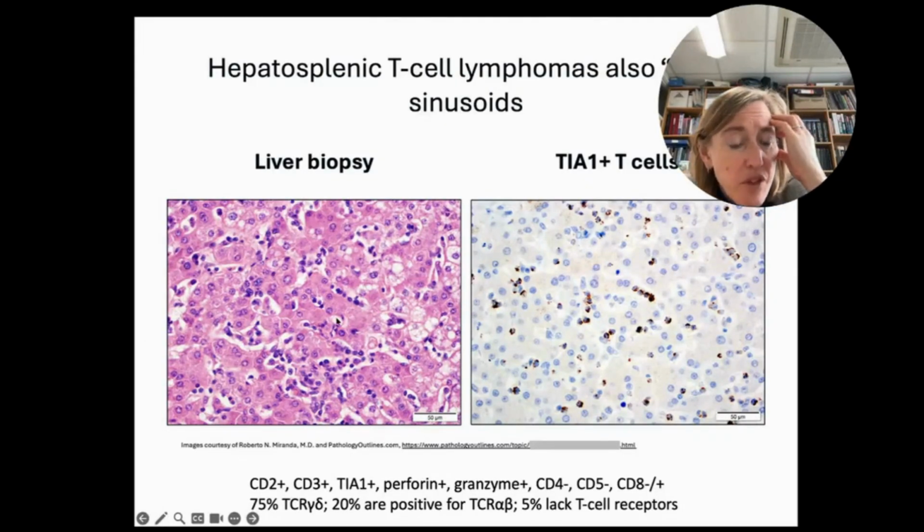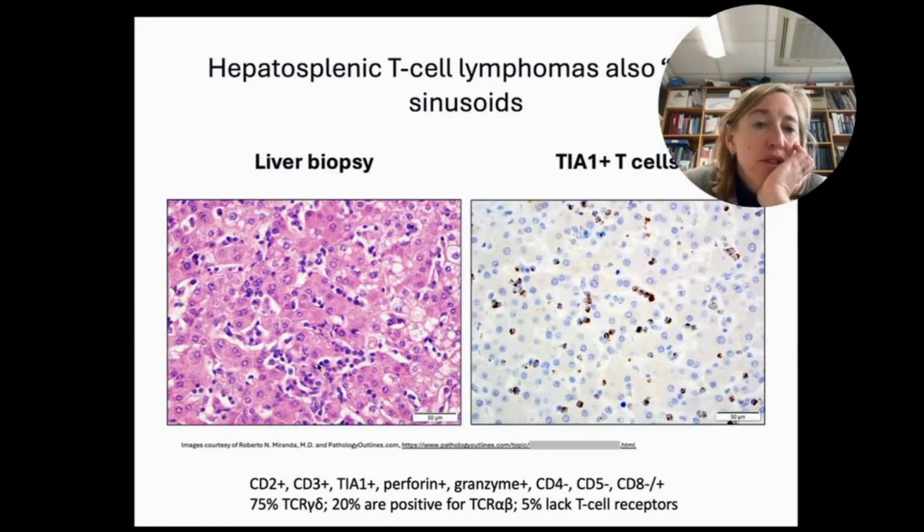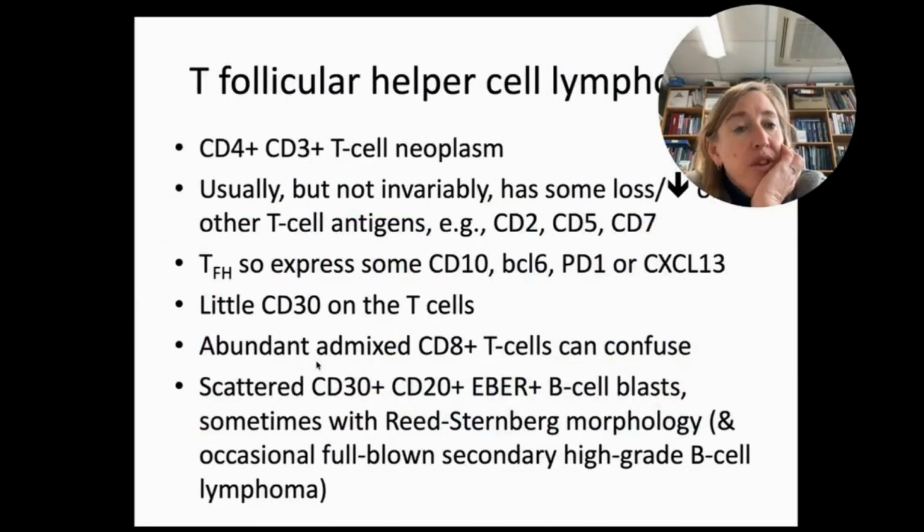The phenotype is generally that of a gamma delta T cell with a lot of cytotoxic markers, but some of them are alpha beta in type. They're very rare, and I've seen a very small number in my career.